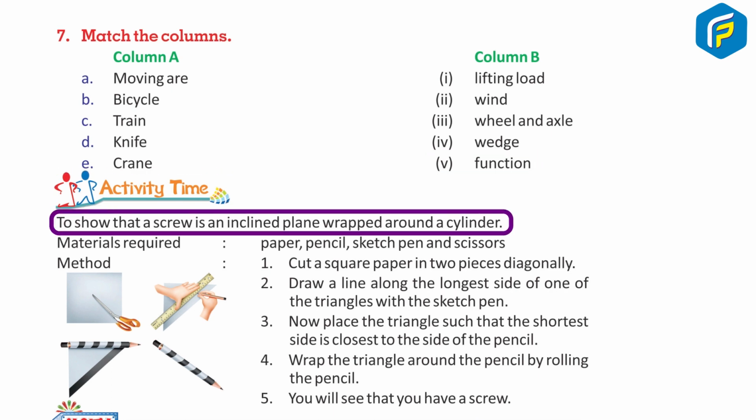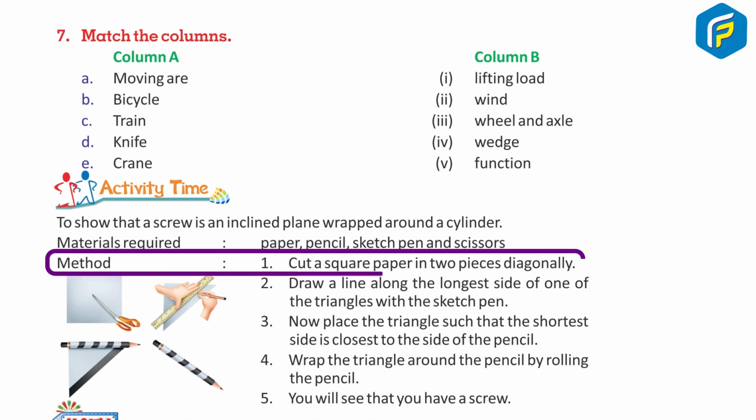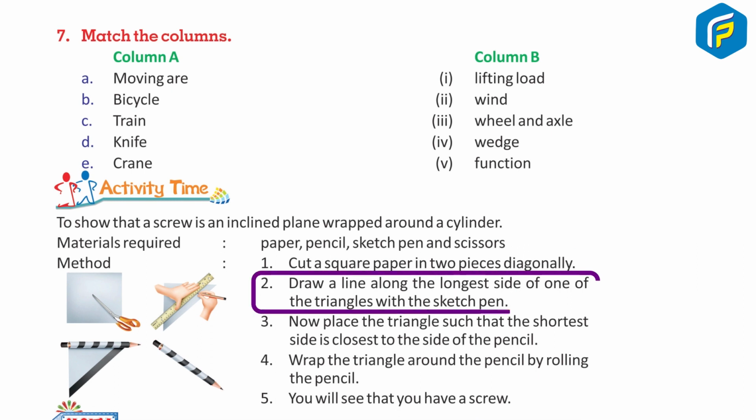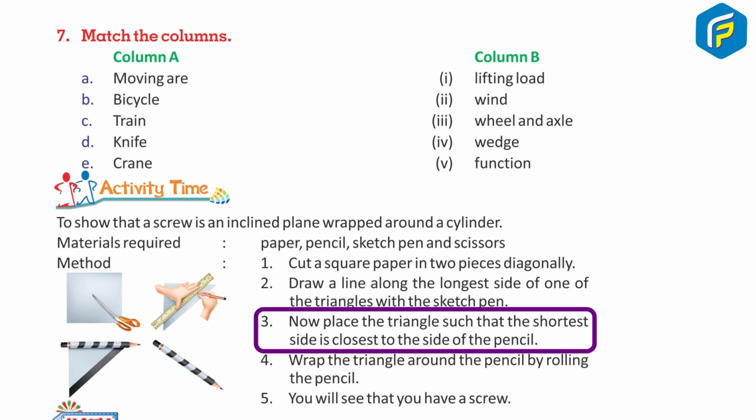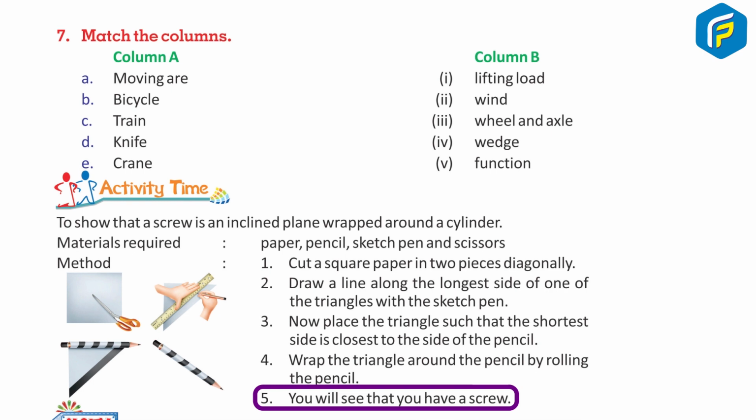Activity time. To show that a screw is an inclined plane wrapped around a cylinder. Material required: paper, pencil, sketch pens and scissors. Method. 1. Cut a square paper in 2 pieces diagonally. 2. Draw a line along the longest side of one of the triangles with the sketch pen. 3. Now place the triangle such that the shortest side is closest to the side of the pencil. 4. Wrap the triangle around the pencil by rolling the pencil. 5. You will see that you have a screw.